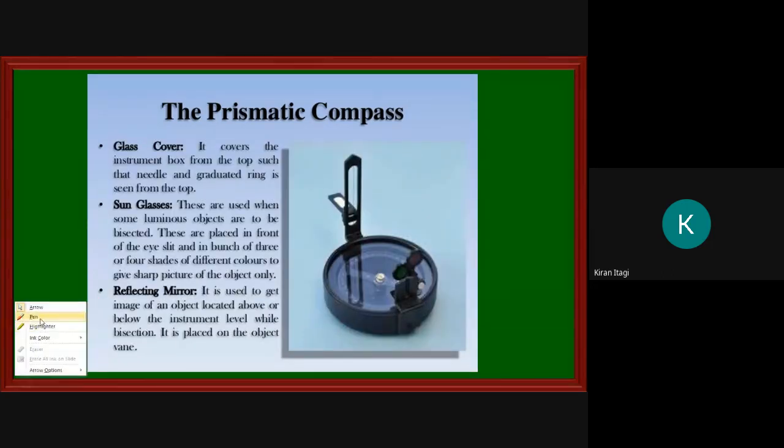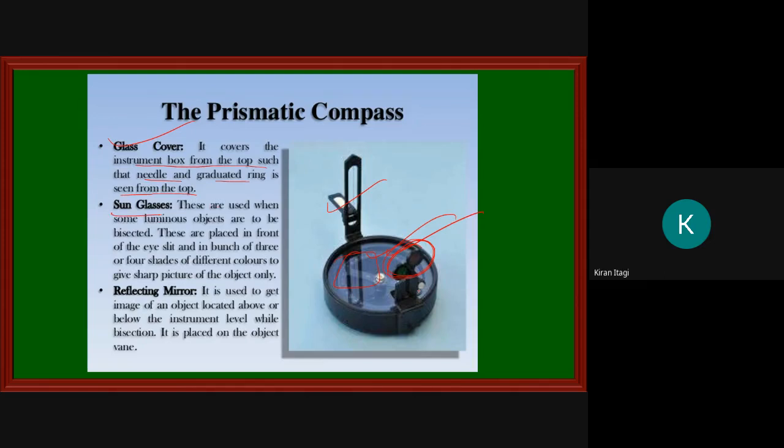Here we have the glass cover. Which one you can see here? Glass cover. Sunglasses are there, different types of shades are there, and reflecting mirrors are there. The glass cover covers the instrument box from the top, such that the needle and graduation ring are seen from the top. It acts as a screen guard.